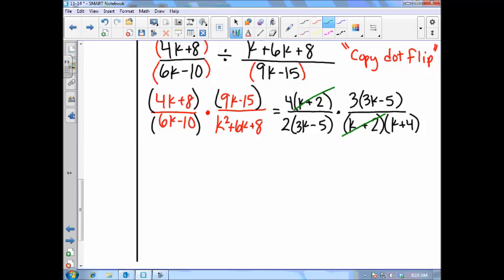Okay, you said there's another match, right? 3k minus 5, is it multiplied to its neighbor? And this guy multiplied to its neighbors? Okay, any other matches? There's no other matches, but I see someplace it can be simplified. Top and bottom. Look, what's remaining in the top? And what's remaining in the denominator? What could be simplified?